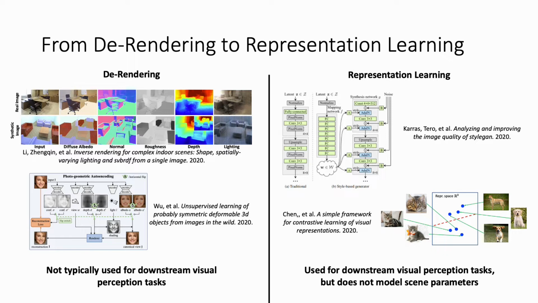On the other hand, representation learning models have been shown to learn meaningful latent embeddings of images, but do not typically model any scene parameters and instead have been shown to learn other semantic attributes. We observe that recent advances in derendering can be combined with representation learning to create representations that can be disentangled based on scene parameters and effectively used for downstream computer vision tasks.